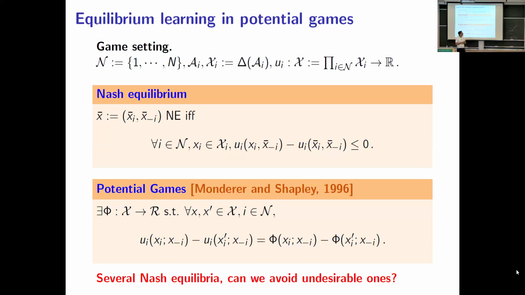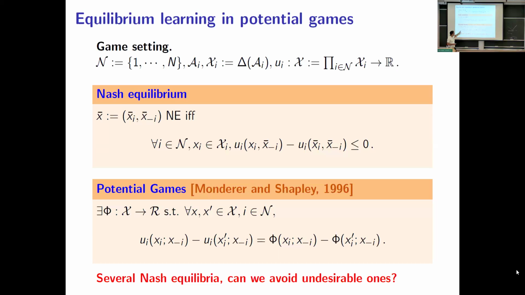And so we need to look at special classes of games for which we can say something. So let's focus here on a particular class of games, which is called the potential games. This has a wide applicability. It's used in traffic networks, flows, congestion problems. And this says the following thing.